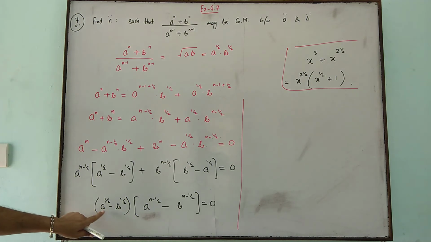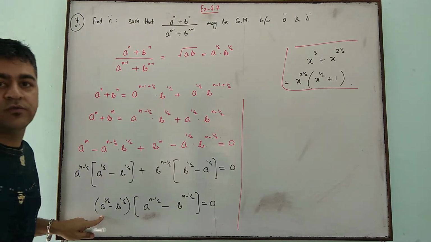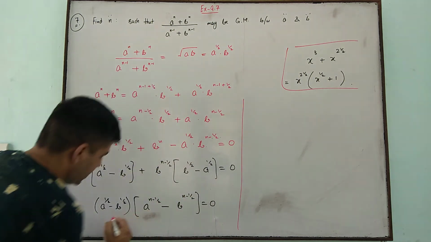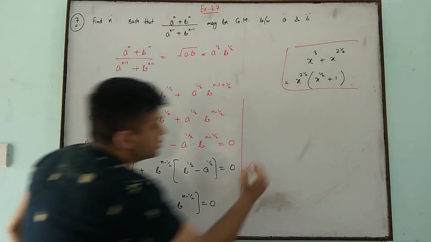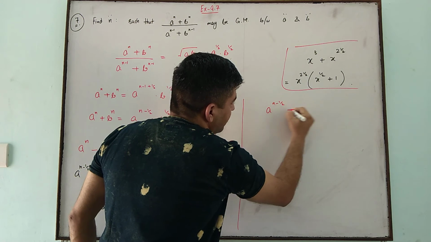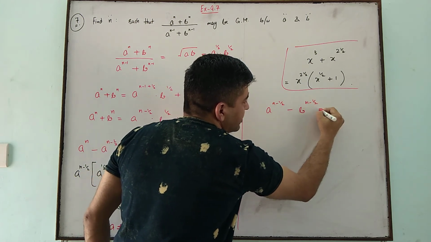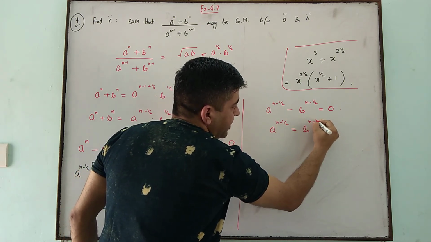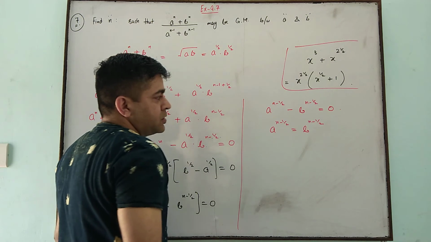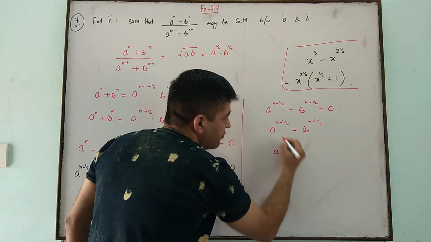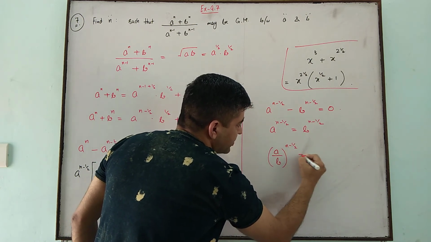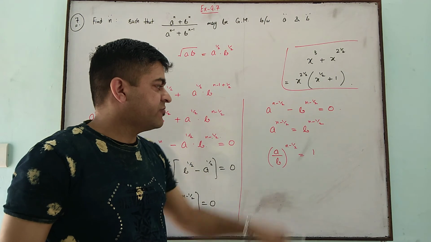Now you see a half minus b half is 0 means a is equal to b, which is not possible as we have a geometric mean. So this is not possible, this factor will not be equal to 0. A cannot be equal to b, so we get a^(n-1/2) minus b^(n-1/2) is equal to 0. A^(n-1/2) is equal to b^(n-1/2). To simplify it, just cross multiply. We have power same, so we can write a upon b to the power n minus half is equal to 1.